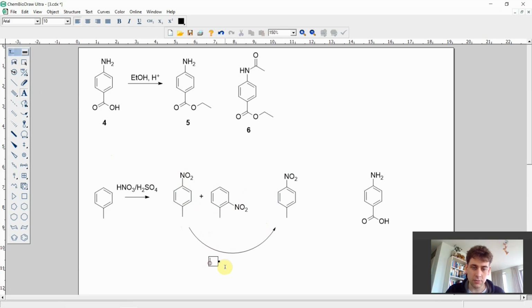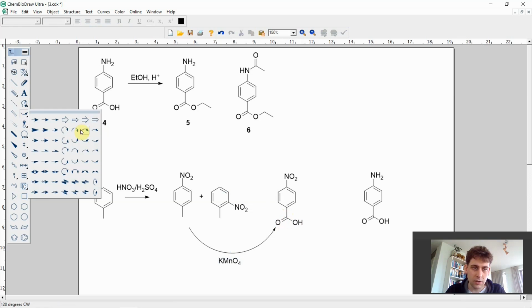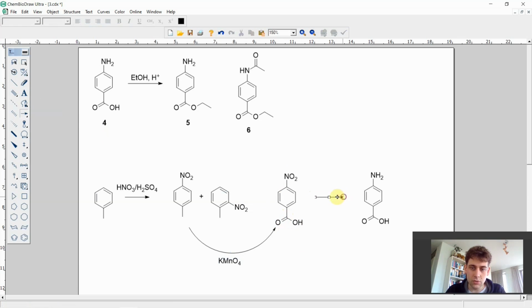Reaction conditions might be, as I said initially, potassium permanganate, which is quite a strong oxidizing agent, so this can oxidize our product here towards the desired carboxylic acid, and we would get something that looks like this here. And then in the final reaction step, we actually need to reduce our nitro group to our amino group, and this can be done, for example, with tin in hydrochloric acid.